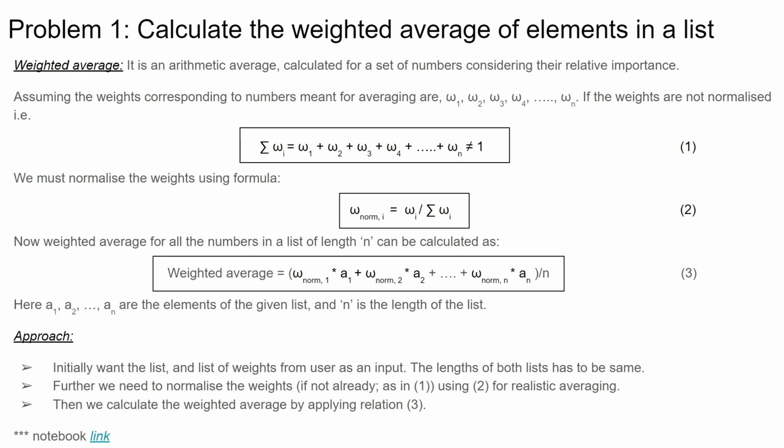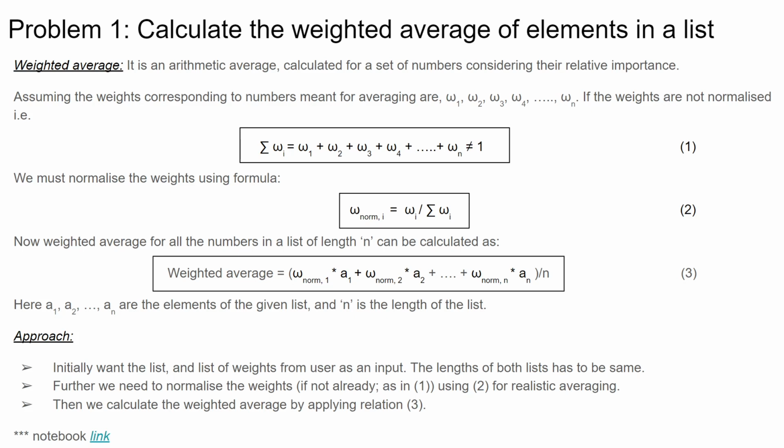So in this case the elements are 1, 2, 3. 1 plus 2 plus 3 is 6, divided by 3, which is the length of the list if they are listed in a list 1, 2, 3. So you divide by the length of the list and you'll get 2 as the arithmetic mean. But here we'll not be calculating the arithmetic mean, we'll try to calculate the weighted average.